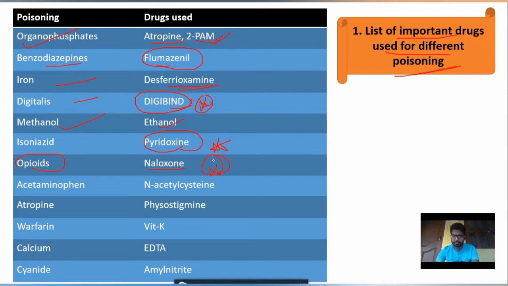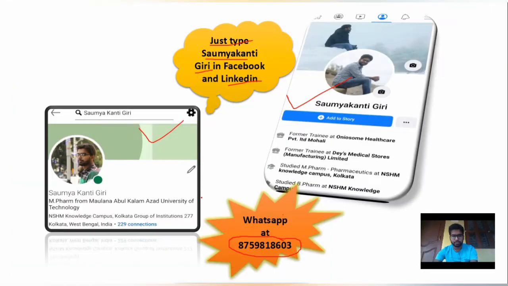See, I have collected all the drugs used for different poisoning from different books and just presented them here. So please try to remember all the names. And if you want the PDF of this slide, then please contact me via this number or via Facebook or via LinkedIn.